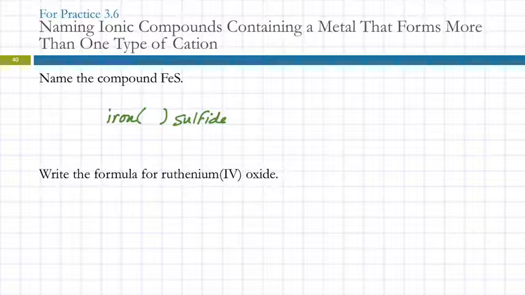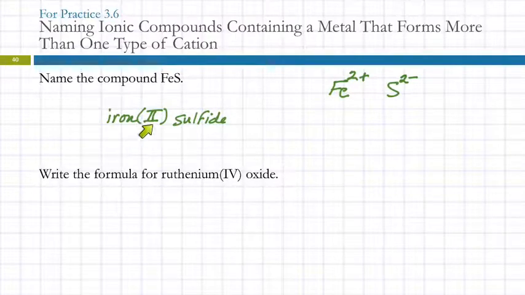Okay, how do we figure out what the charge on the iron is? We need the charge on the sulfur, right? This one's a little simpler. Here I have one iron ion and one sulfide ion. We find the charge on the sulfide ion, and so we know that the iron must be 2+. So I'm going to put the Roman numeral 2 here.